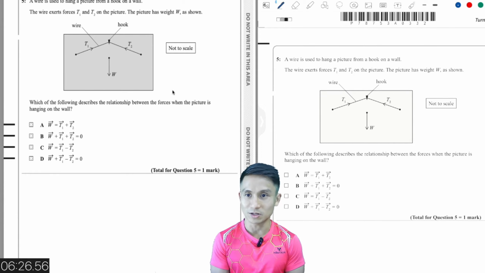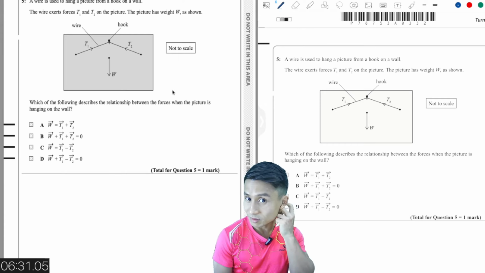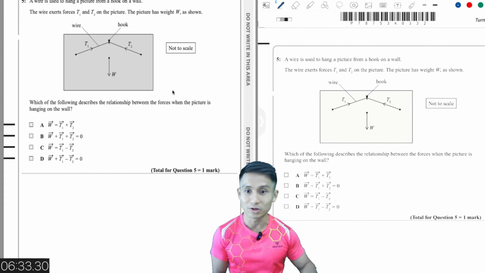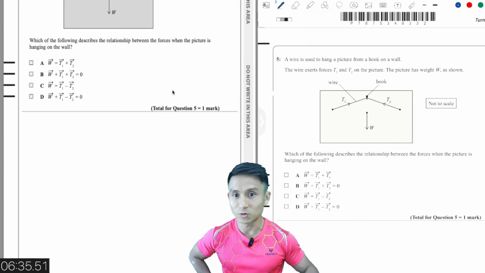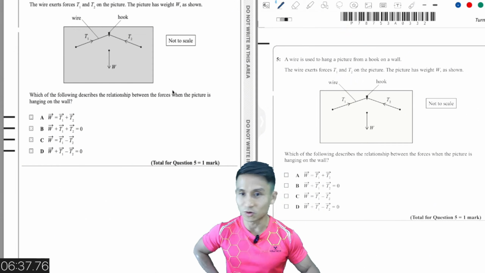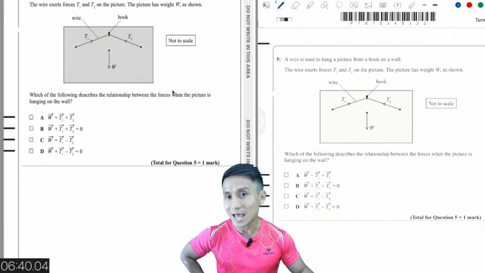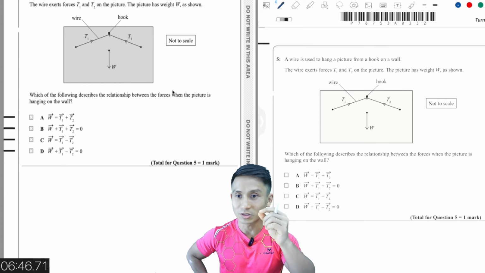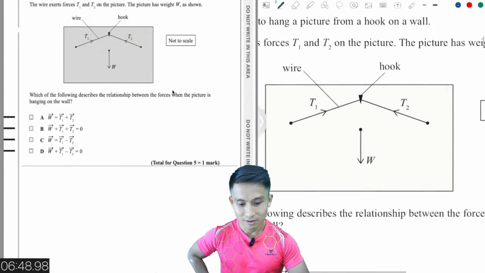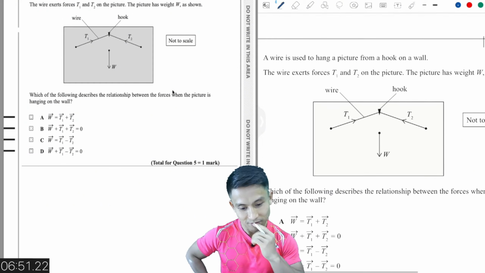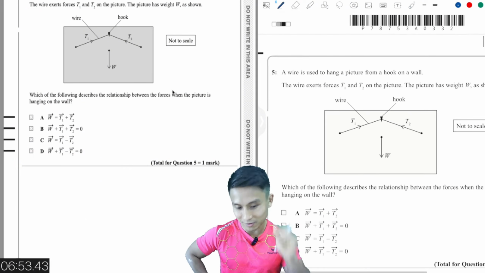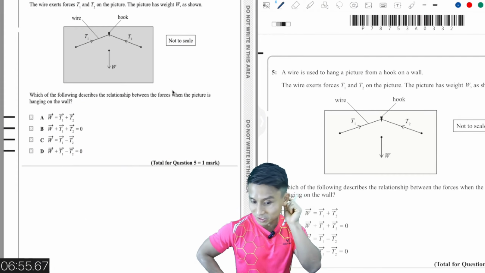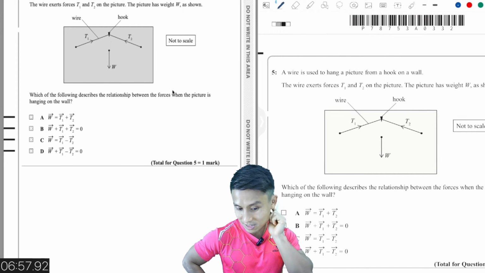The wire exerts forces T1, T2 on the picture. The picture has weight W. Okay, which of the following describes the relationship between the forces when the picture is hanging on the wall? Because it is hanging in equilibrium, assumingly, so that means these, wait, hang on, the picture has a weight of that. Oh, okay, this is probably from the back of the picture, and yeah.